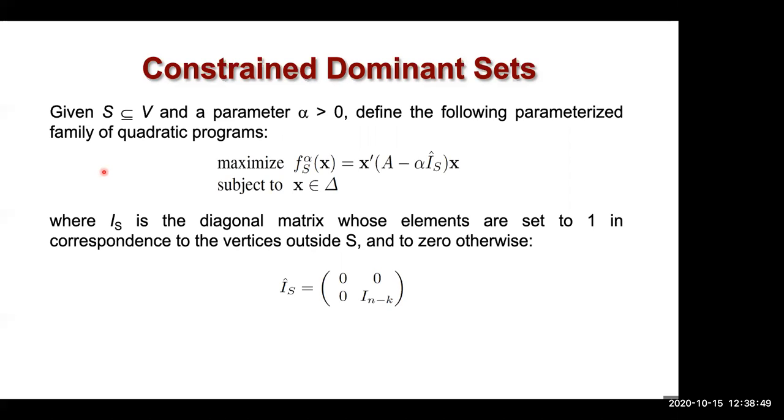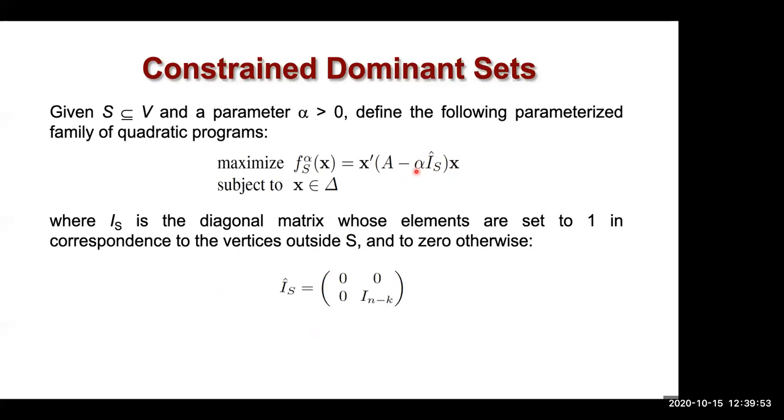So formally speaking, you are given a graph, and you are given a set of vertices S. You have a parameter alpha, and now we define this parameterized family of quadratic programs. Maximize x transpose times this matrix over here times x, subject to the usual simplex constraint. Now, what is this matrix that you can see here? Very simply, besides the technicality, this is basically the matrix A, where on the main diagonal you put minus alpha in correspondence to the elements outside S. So it's basically the same matrix as before, but before the matrix A contained just 0 elements on the diagonal, and here you have minus alpha only in those positions corresponding to the elements outside S. So formally speaking, you build a matrix like this one, where I hat S is this matrix over here.